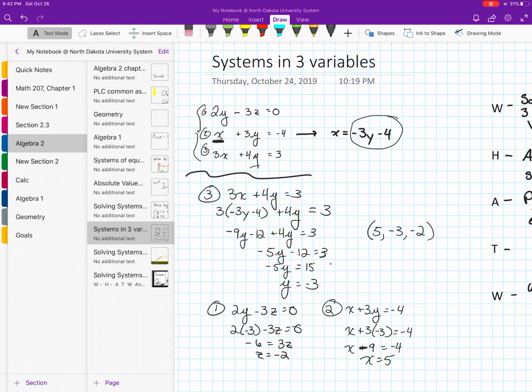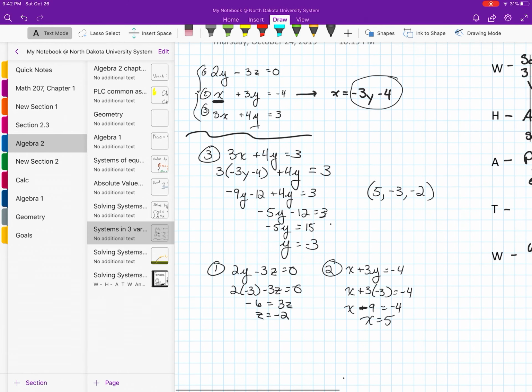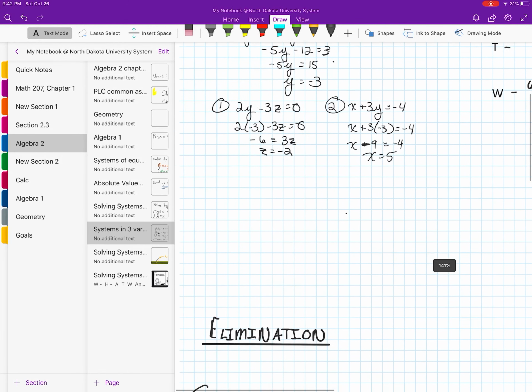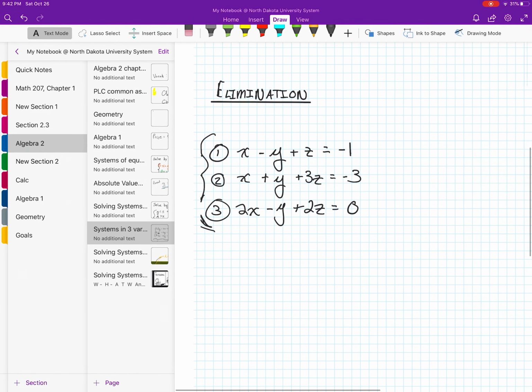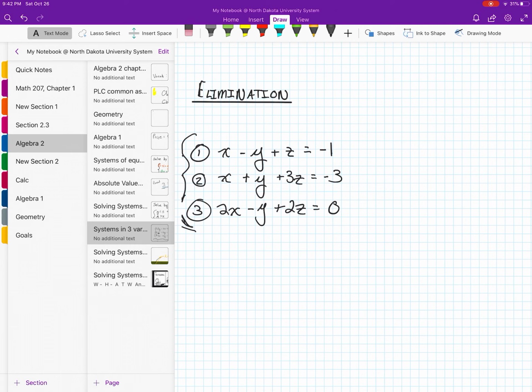Okay, now if we were good soldiers, we would take these values, substitute them back into the system, and see that they work. We're not going to do that for this example, but we will for the next example. So now let's solve a system of 3 linear equations and 3 variables using elimination.